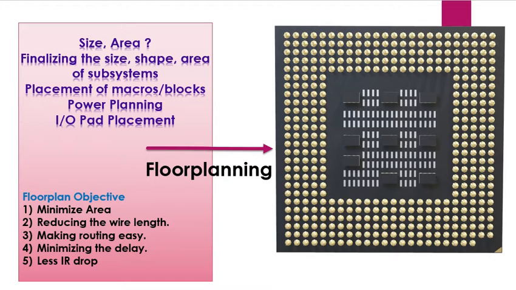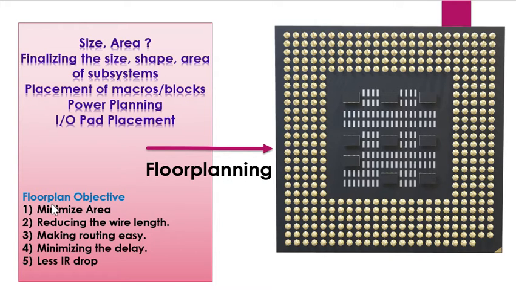So what all do we do during floor planning? During floor planning, we finalize the size and area of the entire chip. We finalize the size, shape and area of the subsystems inside the chip. And we finalize the placement of macros, hard blocks, and we do the power planning and also the input-output pad placement.